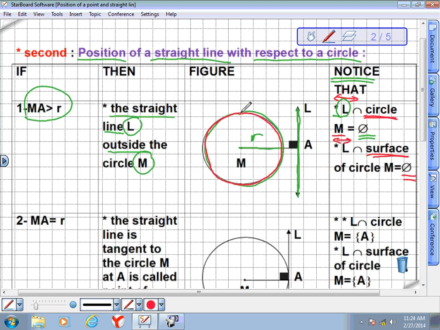That's called circle M. But if we are talking about the surface of circle M, it will be here. That will be the surface of circle M. It is the inside part inside the circle. We will notice that there is no difference between the circle and surface of circle in this case, because the line is already outside the circle. So the intersection between the straight line and the surface of circle M has no difference. The result is equals to phi.